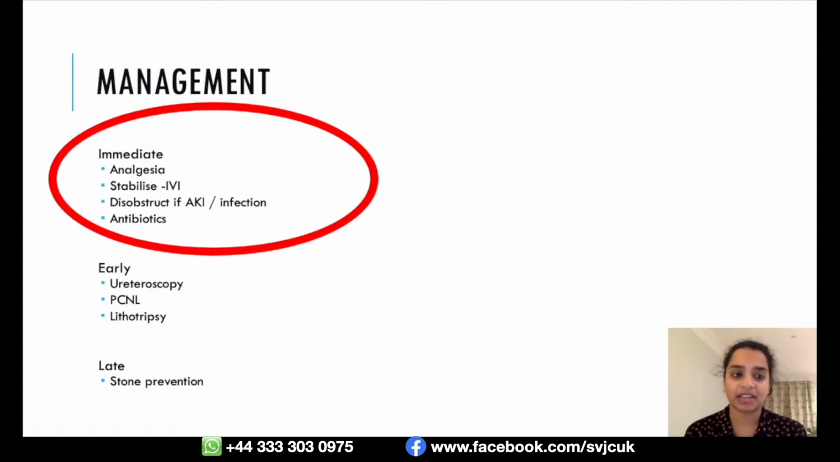The previous slide talking about where the stone is, etc., is more focused on early management, the surgical options, and how you decide what to do and for what reason. But what we really should think about in more detail is immediate management, and that's what I want you to take away from this talk. Immediate management for stones involves a full assessment of the patient, followed by providing adequate analgesia, stabilizing them, and making the decision about whether or not they need disobstruction.